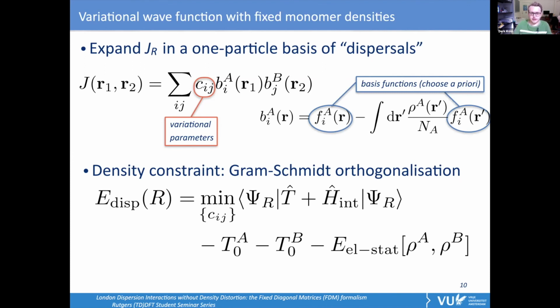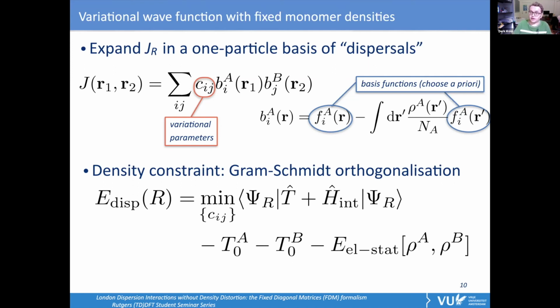Then we have taken care of the density constraints. So now we can do an unconstrained minimization of the expectation value of the kinetic energy and the interaction Hamiltonian. Note, there is no external potential present because we are fixing the electron density. And so the expectation value of the external potential remains the same. And we subtract out the values for the uncorrelated system. So T0A is the kinetic energy of system A, isolated, etc. And E electrostatic is just the permanent multipole interaction between the two systems.